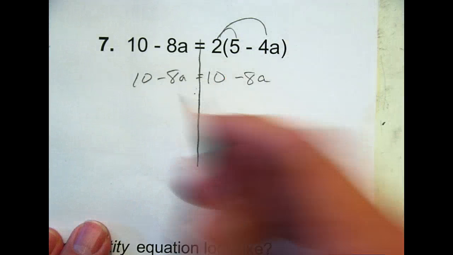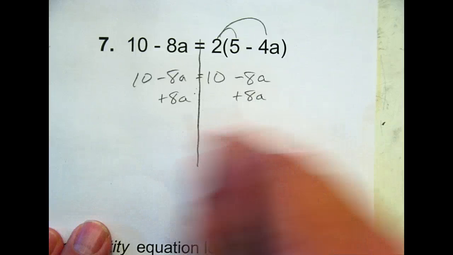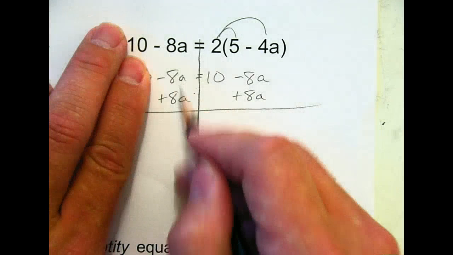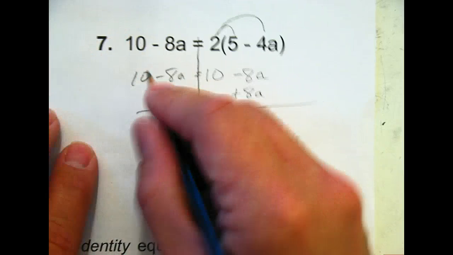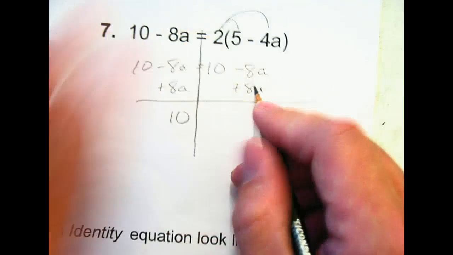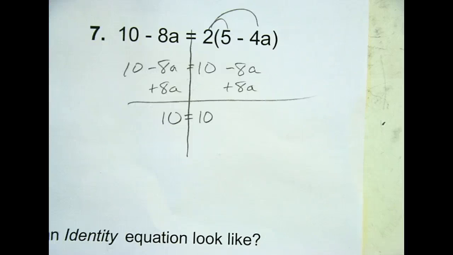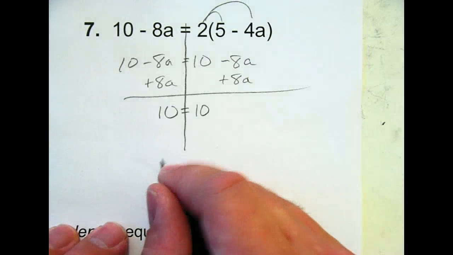Yeah. And in fact, if you combine like terms, if I add these 8A over here and add them over here, well, now I have negative 8A plus 8A, which is 0. So I'm left with 10. Does 10 ever equal 10? Yeah, it always equals 10. If I say I have 10 of something, that means I have 10 of those somethings. So 10 equals 10. That's always true, but the variables disappeared.